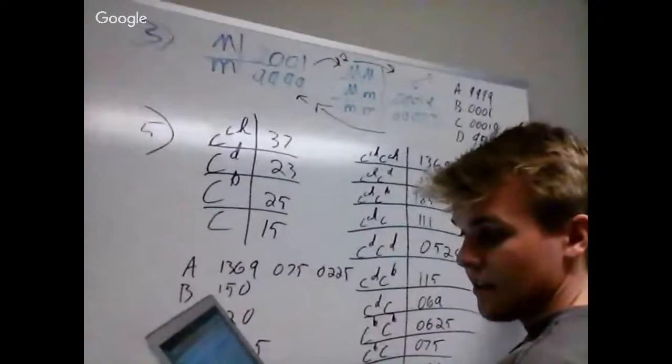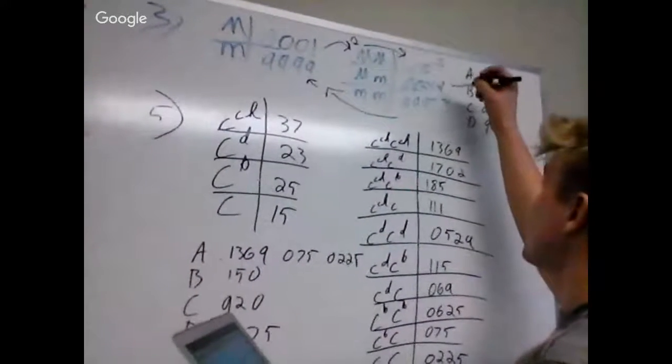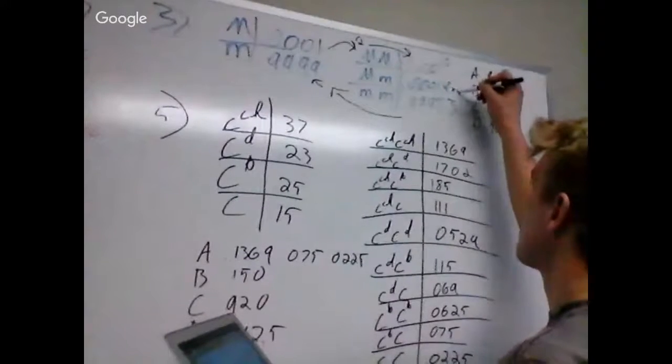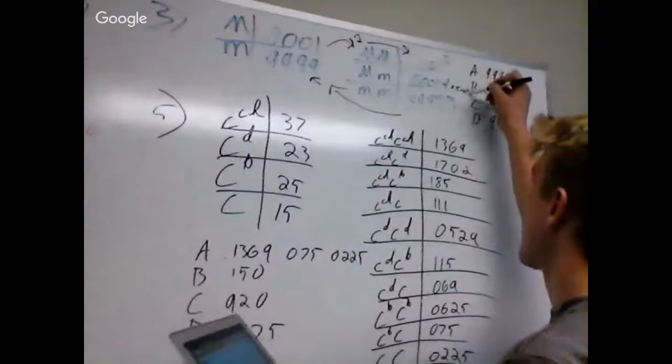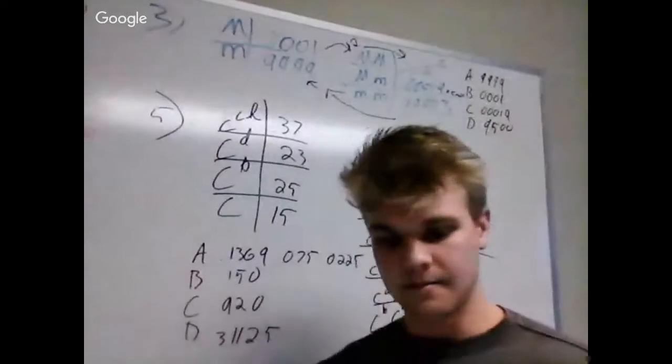Right there. And then D, out of 5 million people, how many heterozygous are expected? All we have to do is take our frequency times 5 million, and we get 9,500. Very easy.